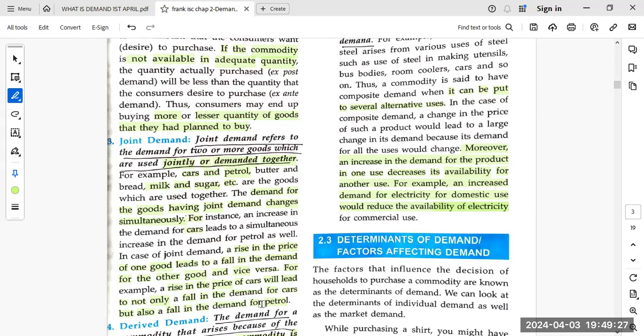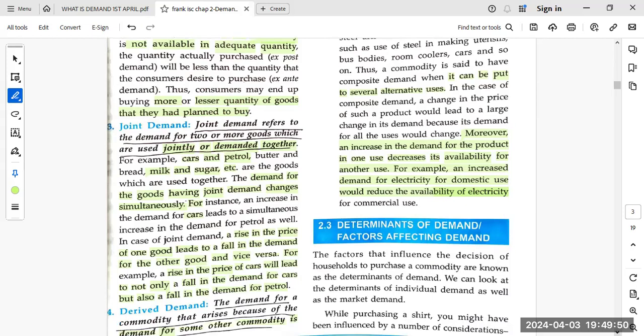Just now Rohan had asked me one doubt: what if, ma'am, the price increases? When the price increases, the demand generally falls. So here, in the case of joint demand, remember one thing: there is always an indirect relationship between the price and quantity demanded. What does an indirect or inverse relationship mean? That when the price of cars goes up, then the demand for petrol will fall.